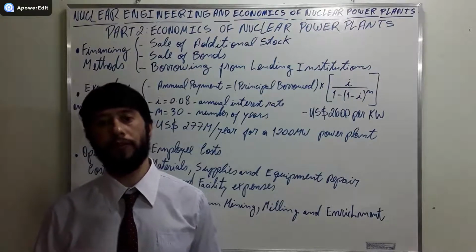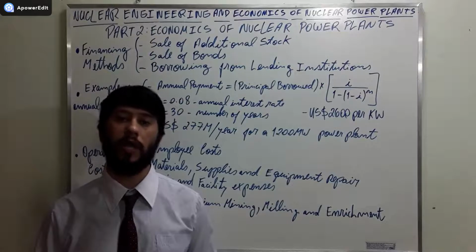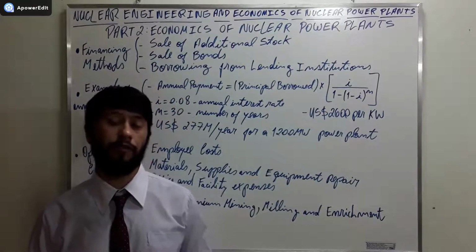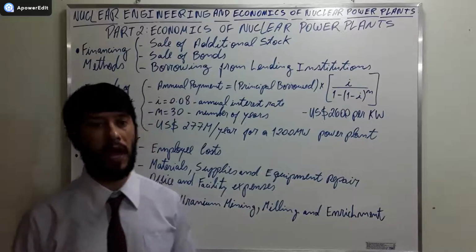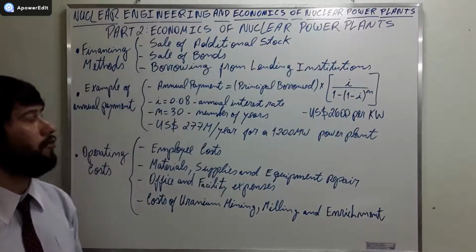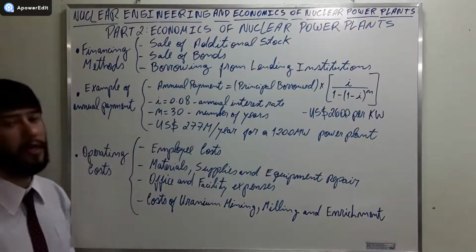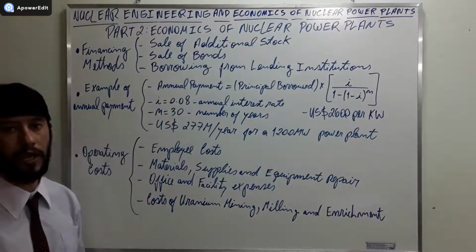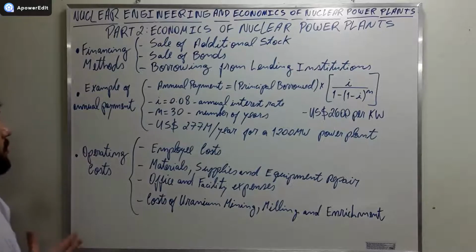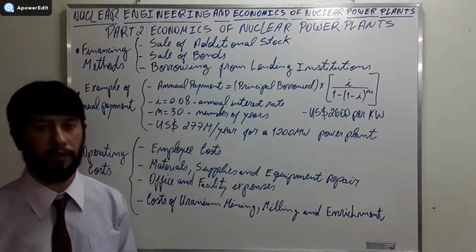Financing methods. In the United States, most large power plants are financed through a variety of methods in the free enterprise economy. Among these are sale of additional stock, sale of bonds, borrowing from lending institutions. Now let's take a look at an example of annual payments.